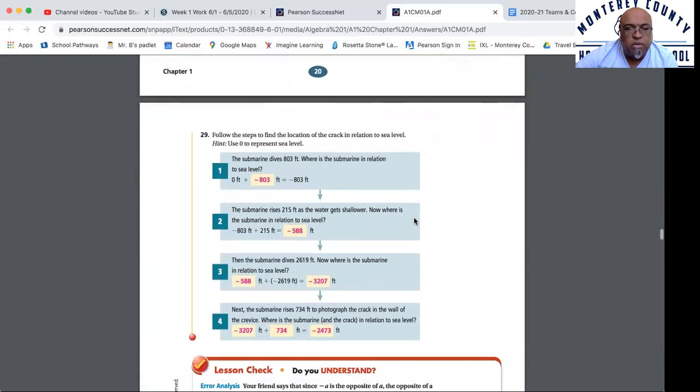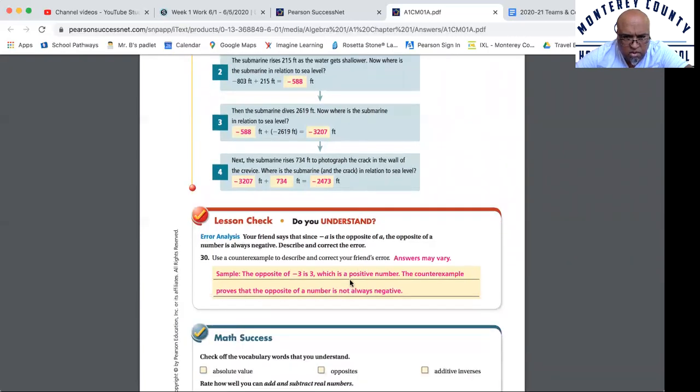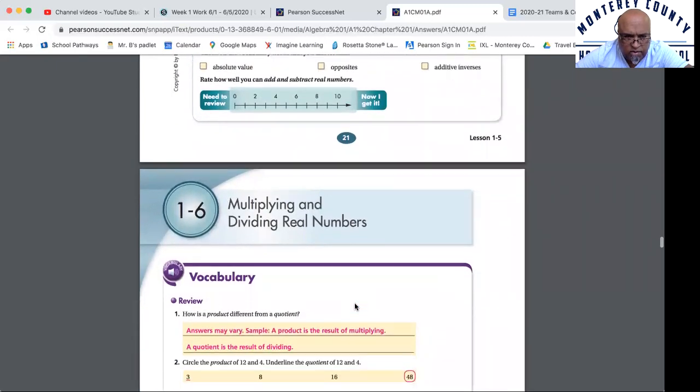All right, moving on. Question 29, the answers are -803, -588, -588, -3207, -3207, 734, and -2473. Question 30, the sample answer is the opposite of -3 is 3, which is a positive number. Counterexample proves that the opposite of a number is not always negative. The math success part, feel free to do that if you'd like.